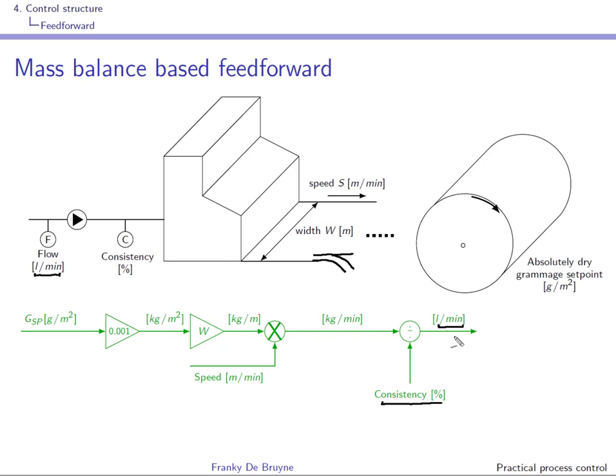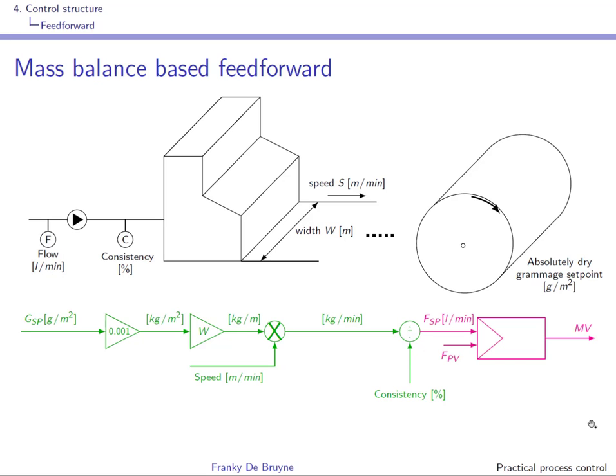So as you can see here, this is really a feedforward, right? You use the measurement of the speed and the consistency to pre-compute the stock flow. And if there are variations in the speed and the consistency, you can use this feedforward to make sure that these disturbances are rejected by reacting immediately, right, and not wait until you see the effects on the actual grammage.